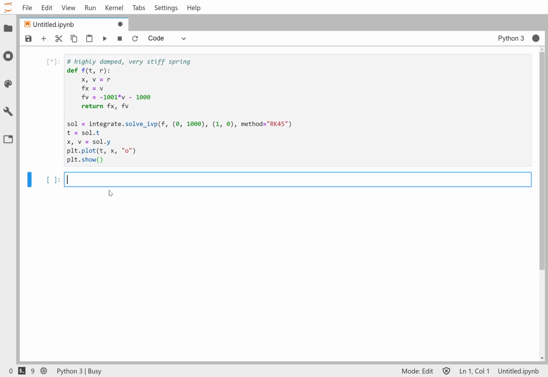Okay, so let's see what happens when we run it. And run it. Okay, so this is taking a while. And that's what happens with stiff equations. They take a really long time to solve with Runge-Kutta methods, well, with adaptive Runge-Kutta methods, because there's going to be at least some region in here where you need incredibly tiny step size.